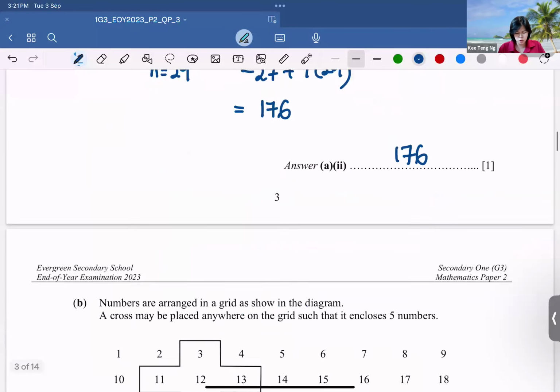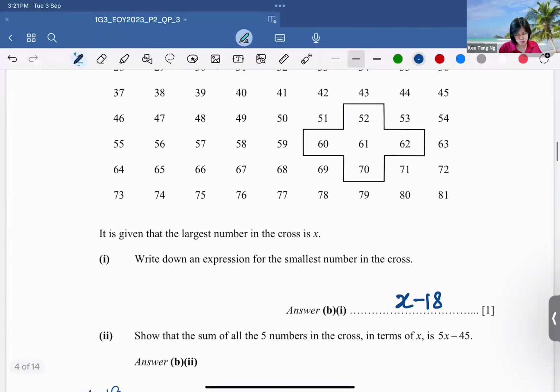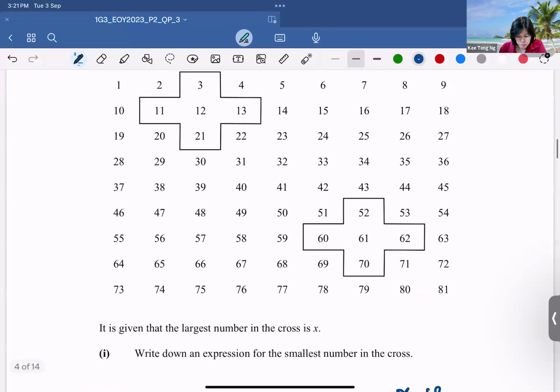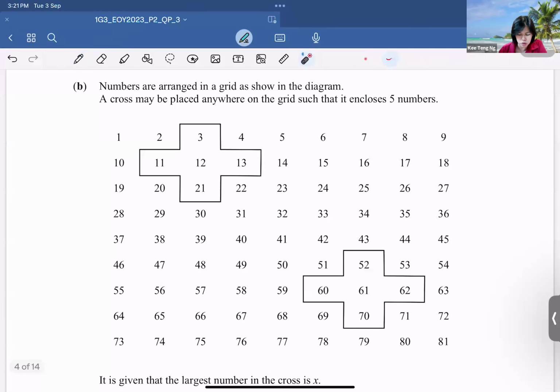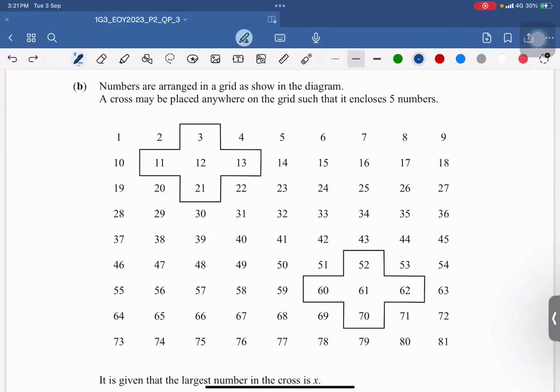This one should be straightforward. Next question. This is a cross. Let's analyze a little bit of the numbers over here. What is the difference between 21 and 3? Only 12? Between 21 and 3. The difference is 18. Correct, it's 18.